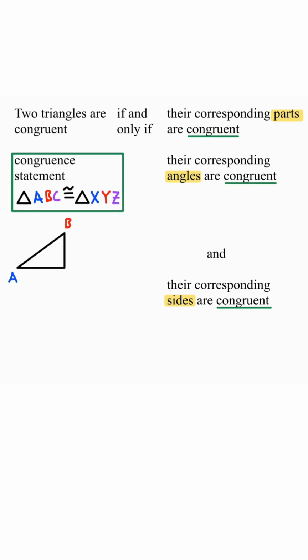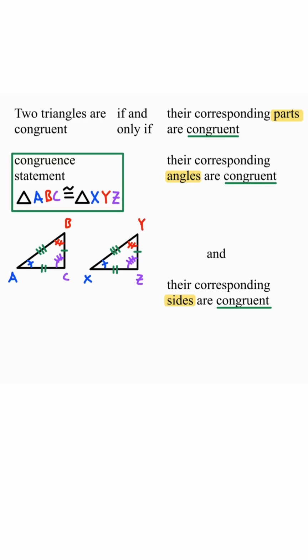Here is triangle ABC, and that will be congruent to triangle XYZ, meaning that these two angles are congruent, A and X, these two angles are congruent, B and Y, and these two angles are congruent, C and Z. Likewise, these sides, side AB must be congruent to side XY, side BC is congruent to side YZ, and side AC is congruent to side XZ. All of this was gotten from the congruent statement.